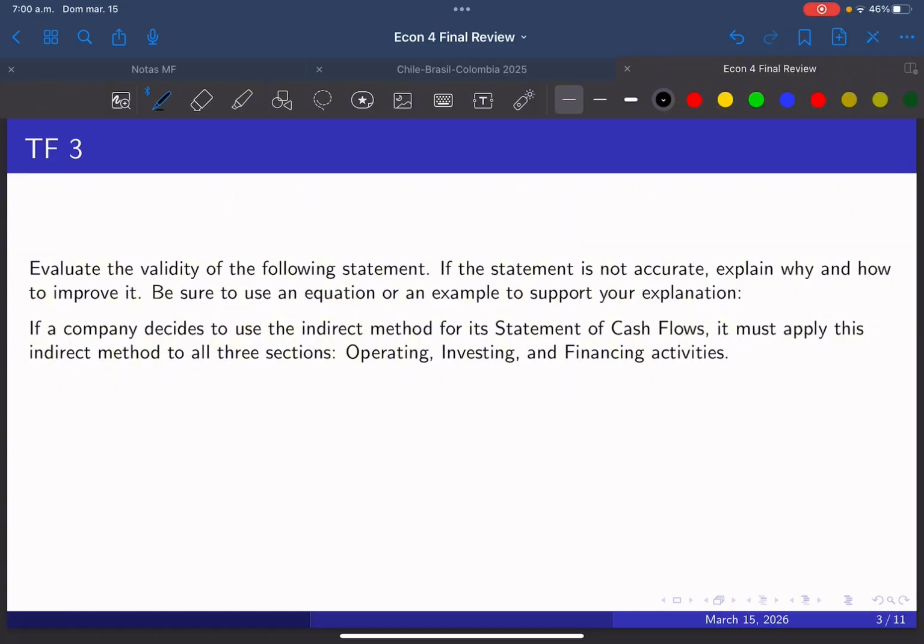So next, true or false question. Evaluate the validity of the following statement. If the statement is not accurate, explain why and how to improve it. Be sure to use an equation or example to support your explanation. If a company decides to use the indirect method for its statement of cash flows, it must apply this indirect method to all three sections: operating, investing, and financing activities. So pause here if you want to try this.